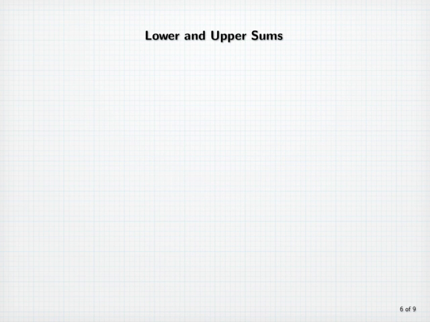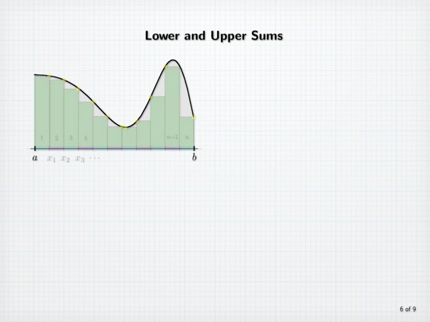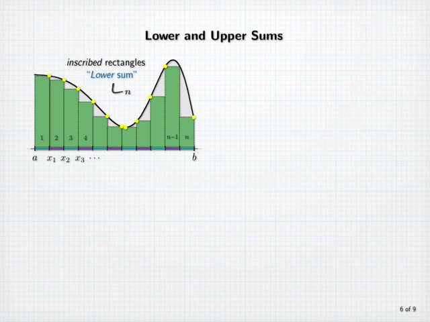Lower and upper sums. For a continuous function, it's always possible to choose our evaluation points so that our rectangles lie strictly underneath the curve. To do this, we simply let x hat sub i be the place at which the function has its minimum value over the corresponding subinterval. Such rectangles are called inscribed rectangles, and the corresponding sum is the nth lower sum for our function on the interval ab.